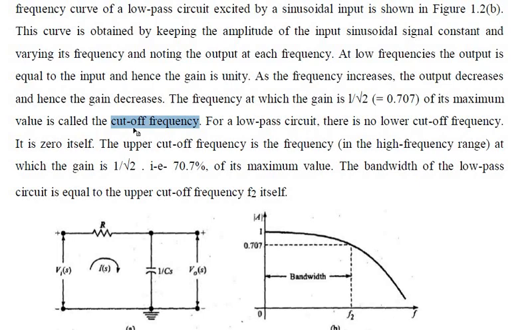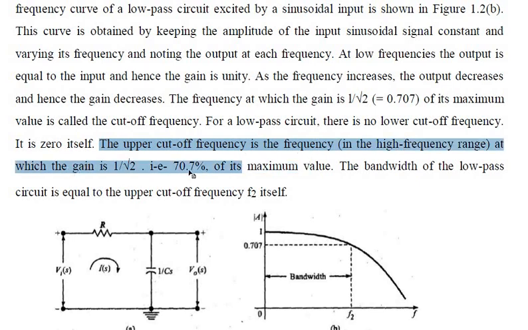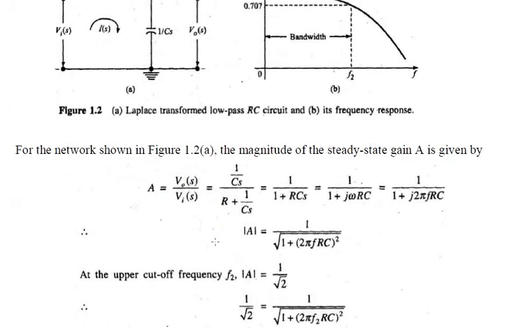So there is no lower cutoff frequency, you only have the upper cutoff frequency, which is given here as 1 by under root of 2, that is 0.707 of the maximum value. The bandwidth of the low pass circuit is equal to the upper cutoff frequency. And this you can obtain by applying the Laplace transform. Students, please note down very carefully the equation I am going to tell, because here the input equation is not given, it is given directly from the gain. Directly from the gain, you have got the values over here.